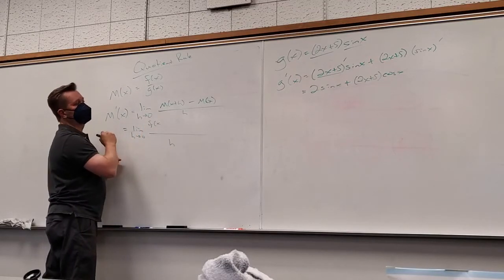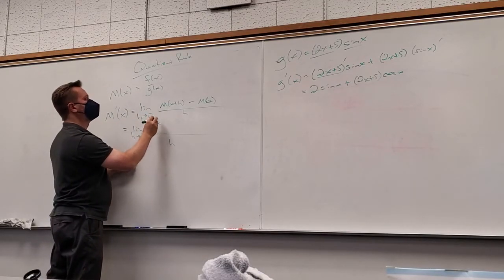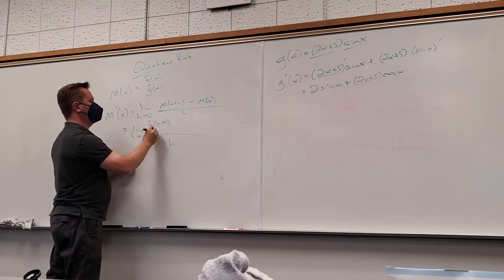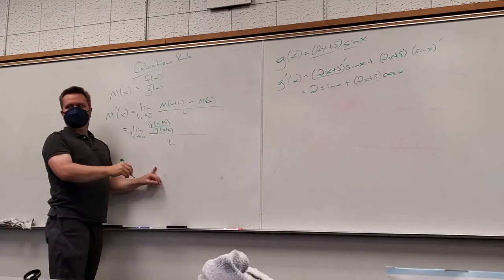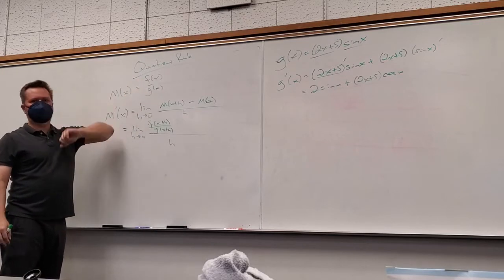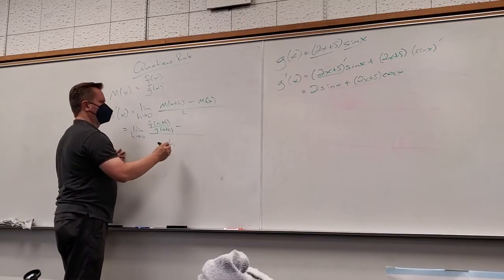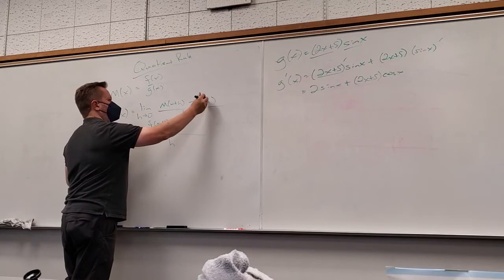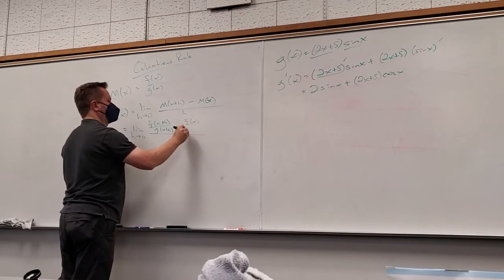f of x plus h over g of x plus h. Yeah, that's all it is, right? Whatever that is, just put x plus h in there instead. Minus f of x over g of x.